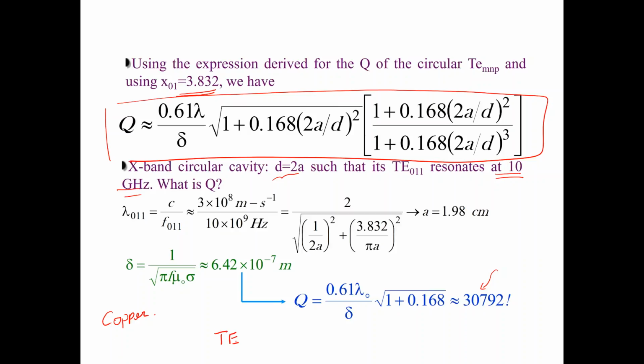The TE011 mode has the highest Q of any specific waveguide of any mode. So normally, because of this highest Q and because of the fact that this is not interrupted, there is no current flowing from the top to the side, we use this mode for most practical applications.